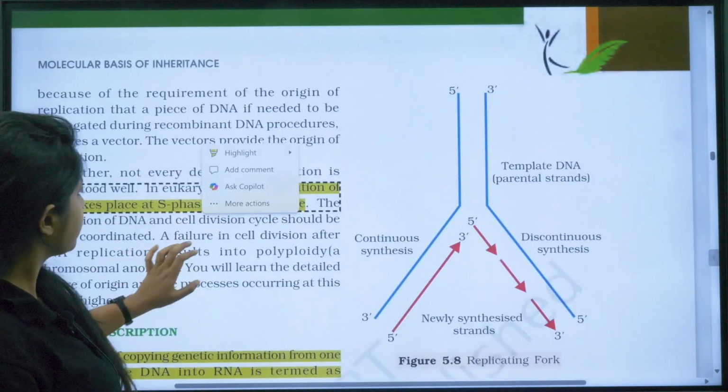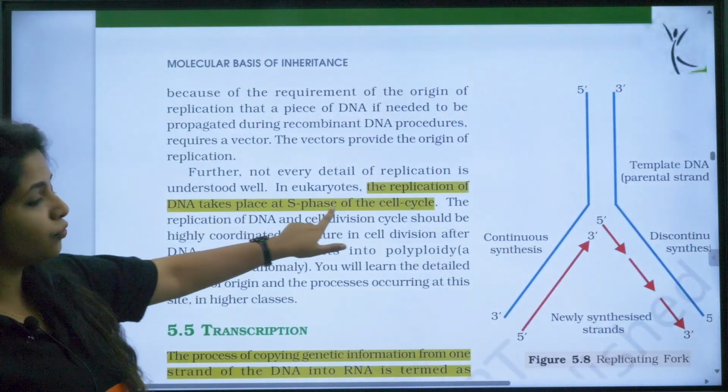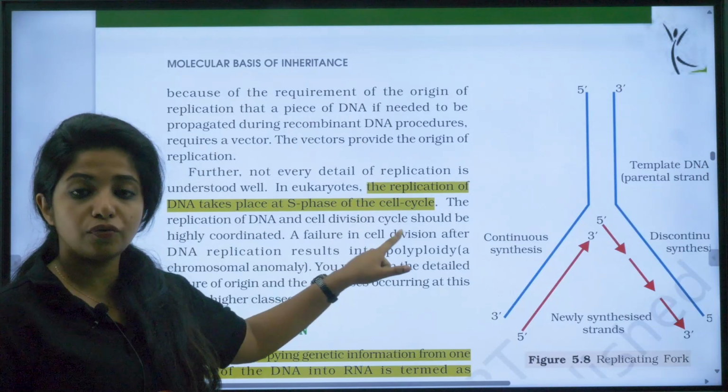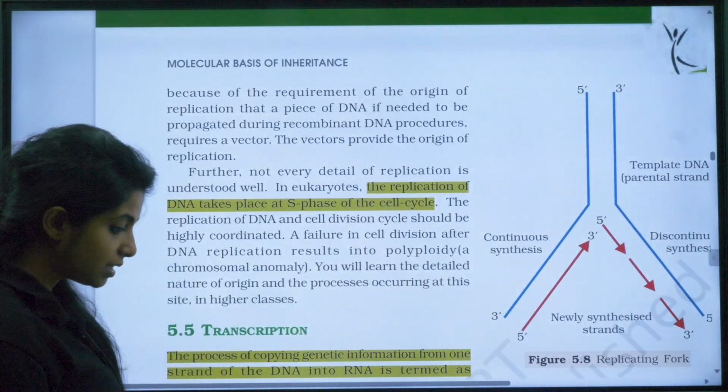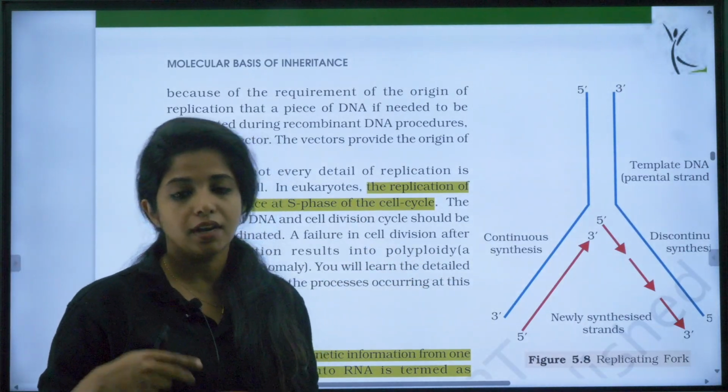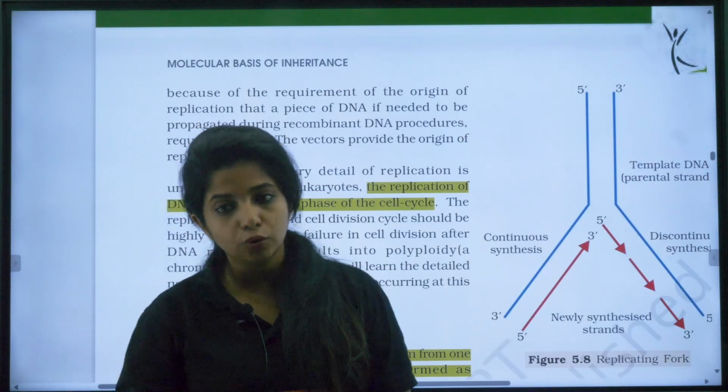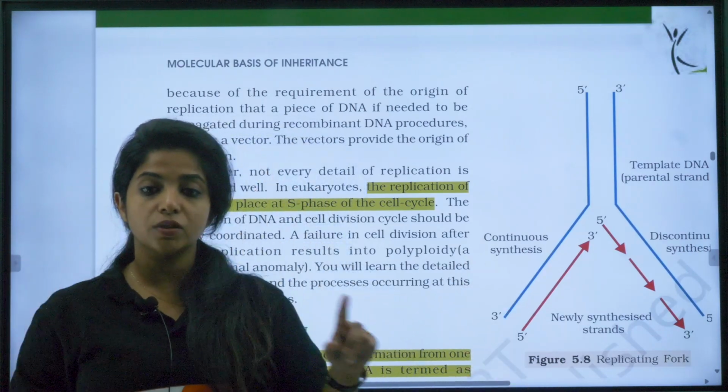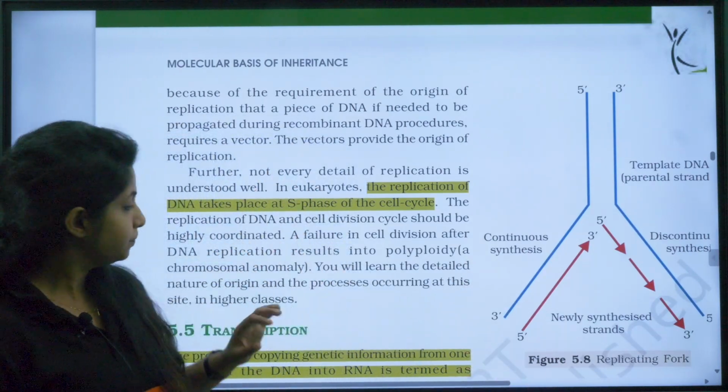Now, the replication of DNA takes place in which phase? S phase, the synthesis phase of the cell cycle. The cell cycle is divided into different phases: G1, S phase, G2, and then the M phase. So S phase is the one where DNA replication happens.